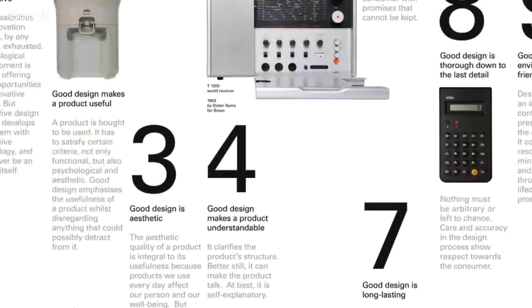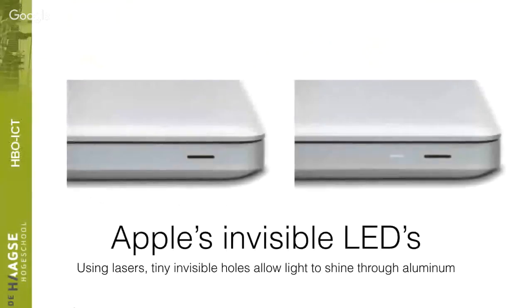Good design is thorough down to the last detail. And an example I have for this one is the indicator LED on older Mac models. And you can see that these LEDs are invisible when they are not on, because in order to make them, Apple bought a special laser that can make invisible holes in the aluminum chassis, and you will only see the light that shines behind these holes if it's turned on.